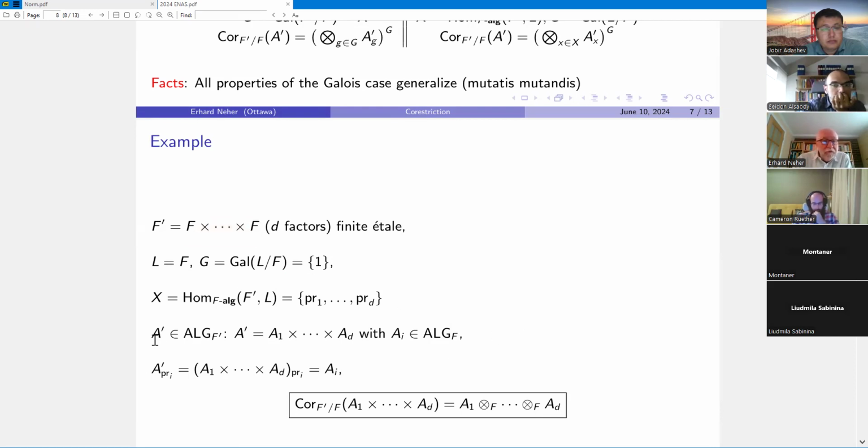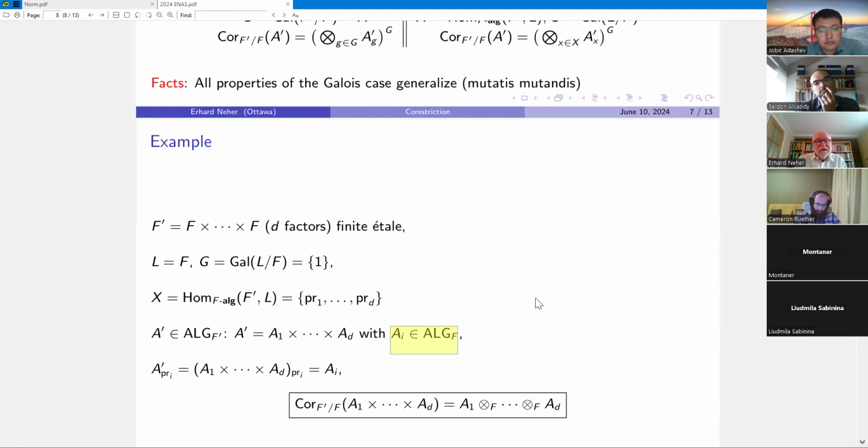Now, if you take an algebra A prime in our category alg F prime, say in the category of vector spaces, then this is the same as a direct product with factors A1 up to Ad, where the Ai are in the algebra over F. So if we consider associative algebras over F prime being the split finite étale extension, then any associative F prime algebra is just a direct product of the associative F algebras.